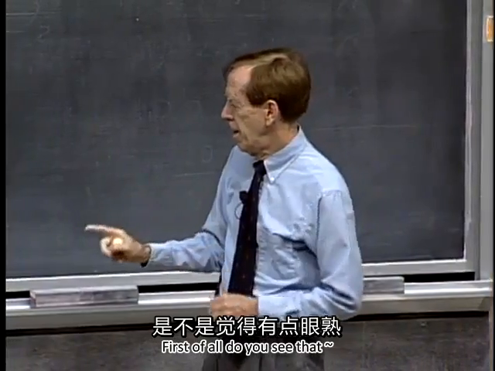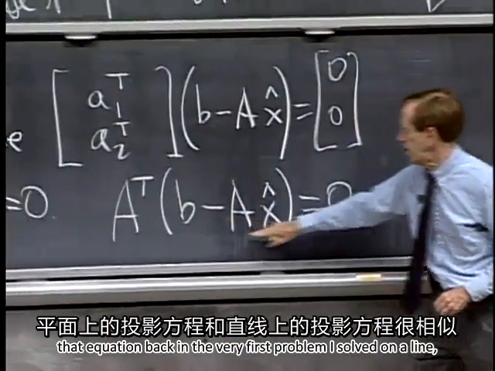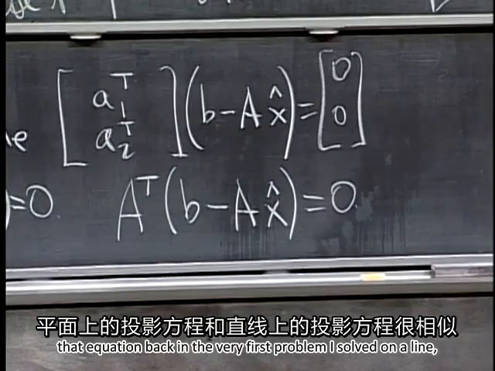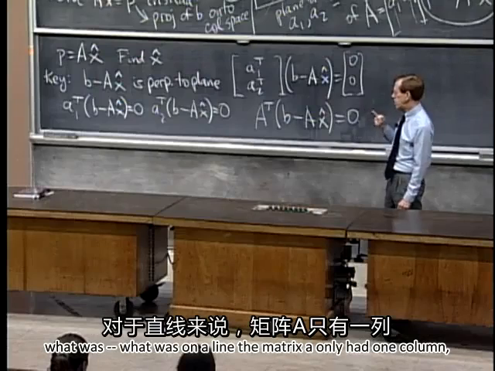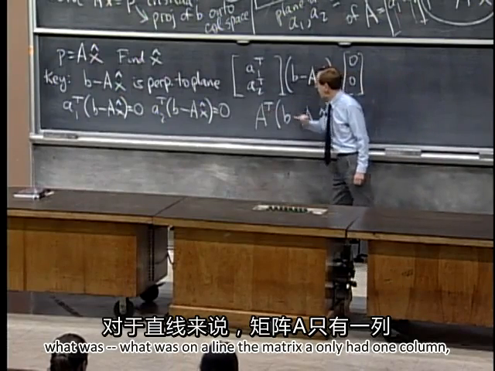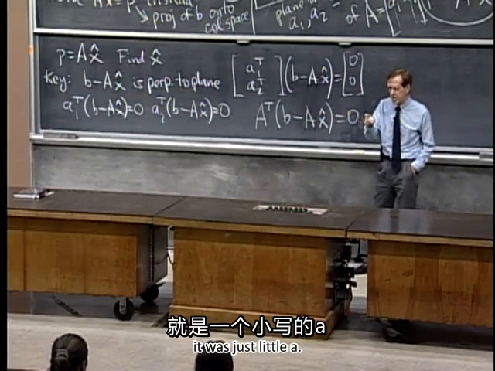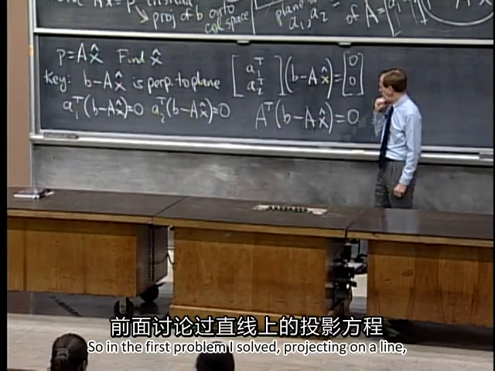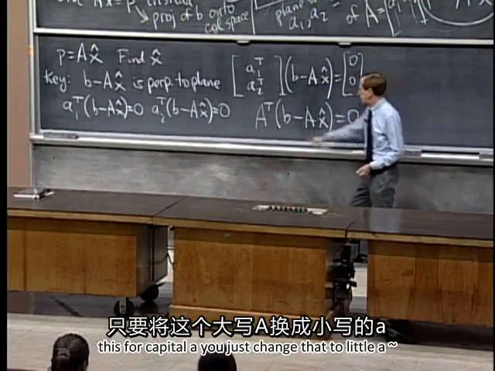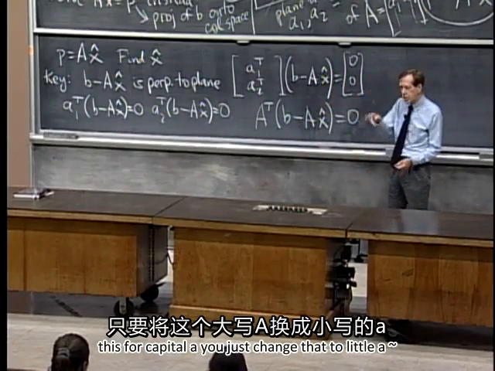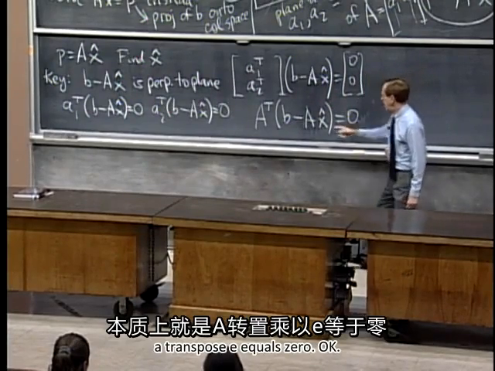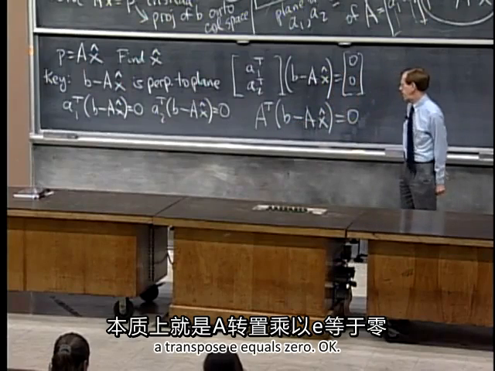First of all, do you see that that equation, back in the very first problem I solved, projecting on a line, the matrix A only had one column. It was just little a. So in the first problem, for capital A, you just change that to little a, and you have the same equation that we solved before: A transpose E equals 0.